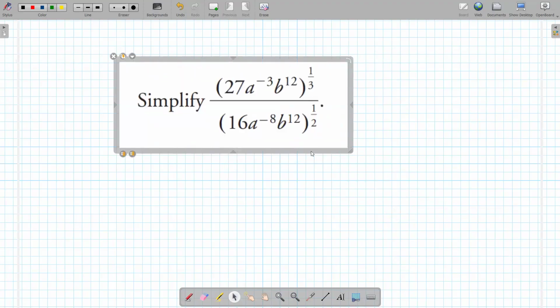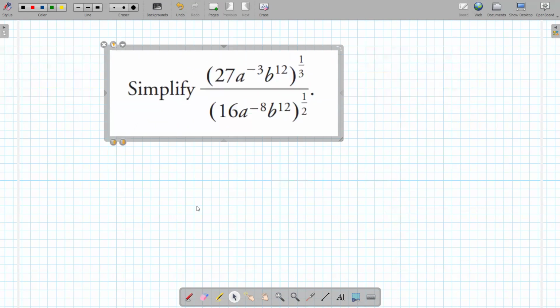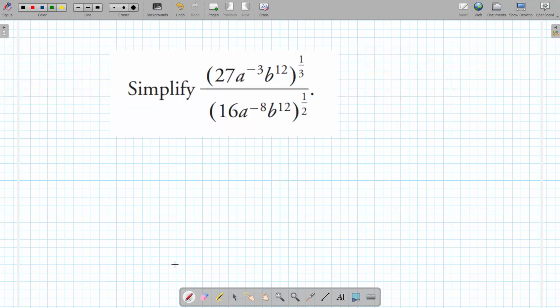Remember, the exponent doesn't have to be a whole number. It can be a fraction, but it will still apply to everything inside the brackets. You'll be dividing instead of multiplying. What's the cube root of 27? 3. What's the cube root of a negative 3?